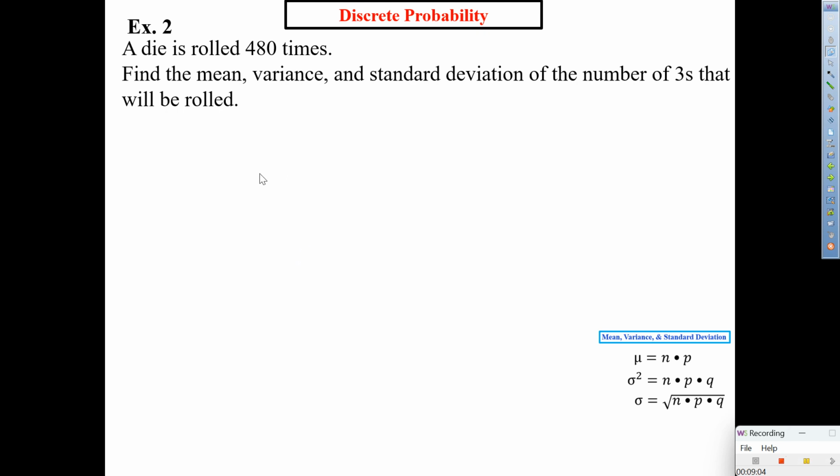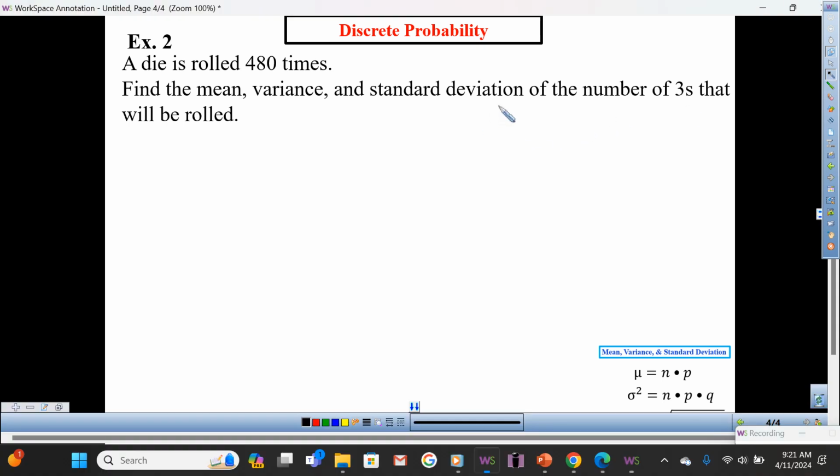All right, let's move on to number 2. Copy this one, just the first sentence. A die is rolled 480 times. Okay? And then also write the number of 3s, because we need to find that. The number of 3s.